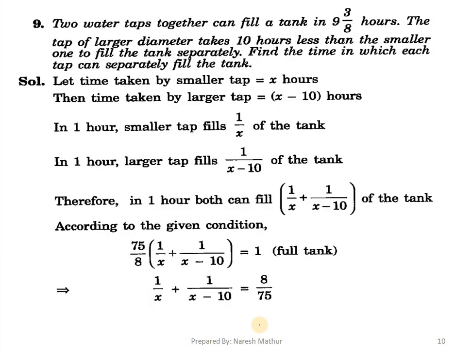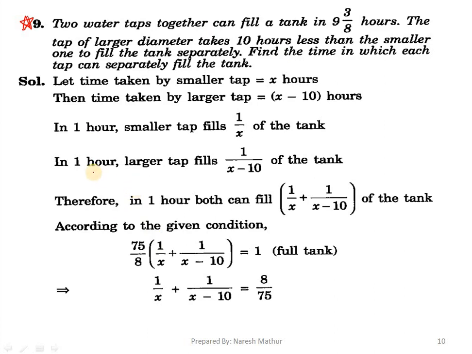Now this one is a little bit of an important concept that is based on the unitary method. I think you must have heard about the unitary method. We are given that two water taps together can fill a tank in 3 by 8 hours, that is 75 by 8 hours. The tap of larger diameter takes 10 hours less than the smaller one to fill it separately. We need to find in how much time each tap will fill the tank separately.